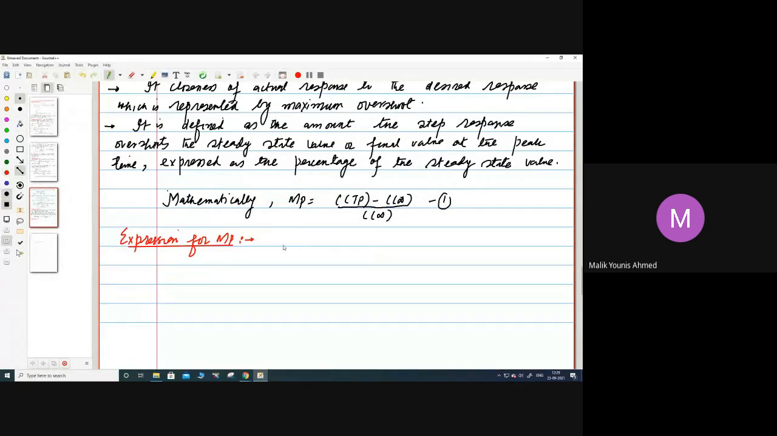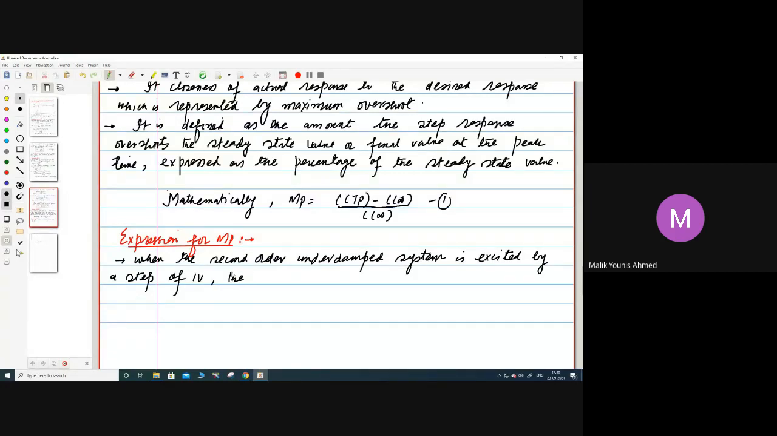So let's have an expression. Again, we will be considering the second order system. When the second order underdamped system is excited by a step of 1 volt, the steady state value is also 1 volt.